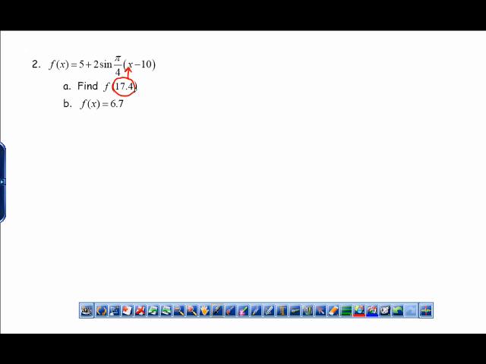I've already shown you 3 ways to do this. Actually typing it in, typing the f of x into y1, and going and looking up on the table, or doing y1 of. It doesn't matter. Okay, so go ahead and try this one on your own, keeping in mind that you've got to make sure you got your parentheses right.